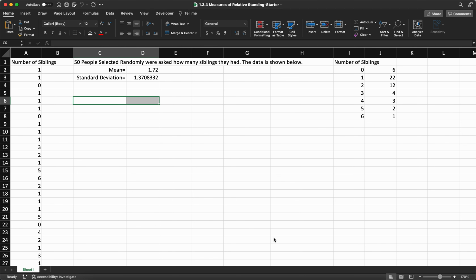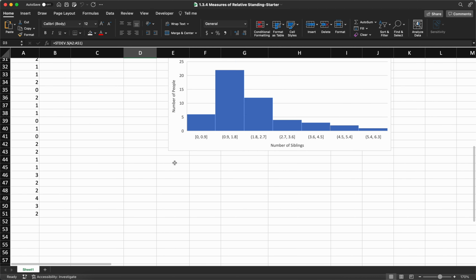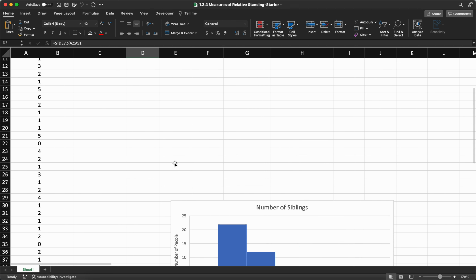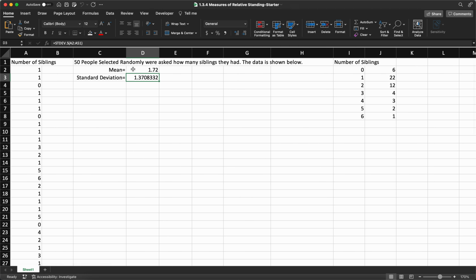In this video, we're going to talk about measures of relative standing, or measures of position. So we're looking at the same data set of 50 people who were asked about how many siblings they had. In a previous video, we already found the mean and the standard deviation to be what is listed here. And so we established the fact that this standard deviation is very large, and we know that our data is skewed. And so the mean might not be the best measure of center for this data set.